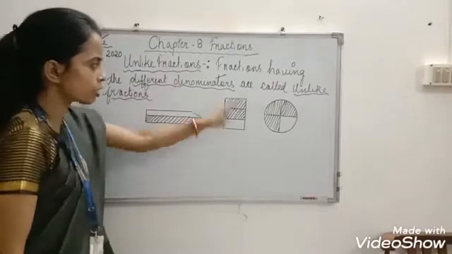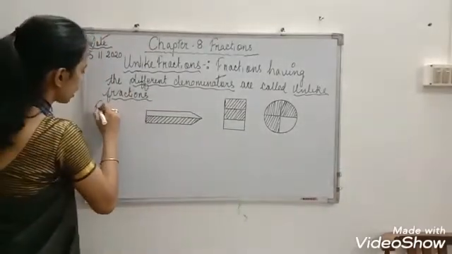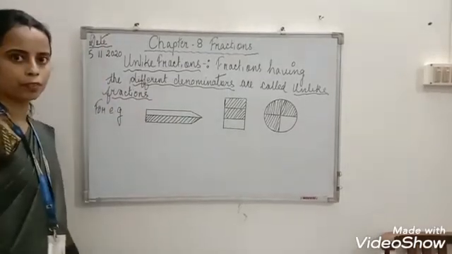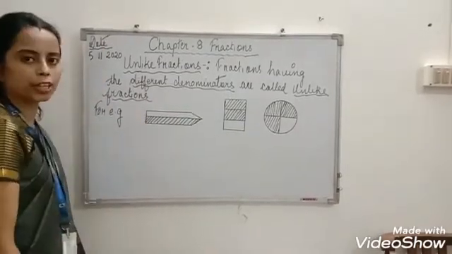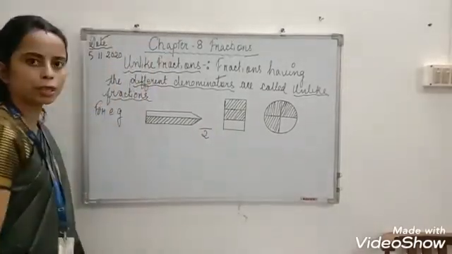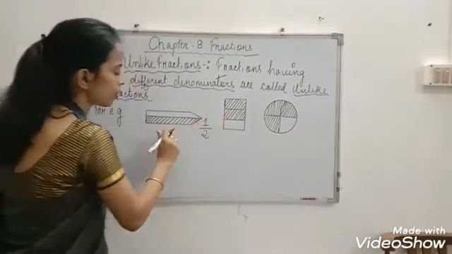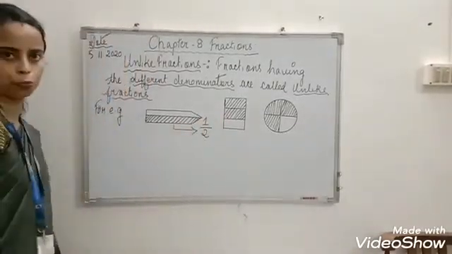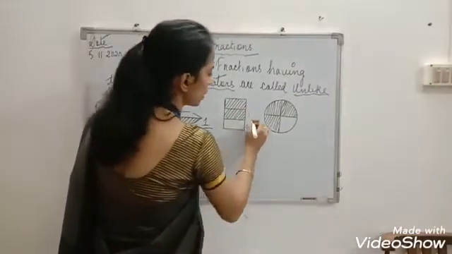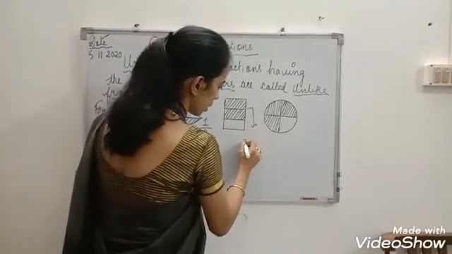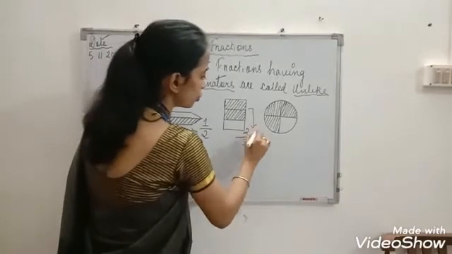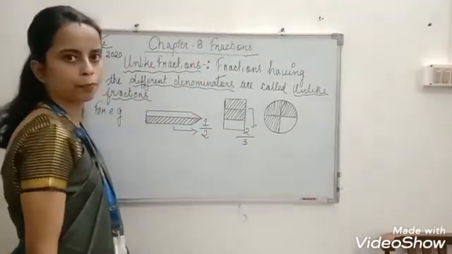Let us understand through this picture. I have drawn pictures here. Look at the first diagram. This shape is divided into how many parts? 2 parts. Out of 2 parts, how many parts are shaded? 1. So we represent it as the fraction 1 by 2. Look at the second one. The shape is divided into how many parts? 3. Out of 3 parts, how many parts are shaded? 2. So we write 2 by 3.